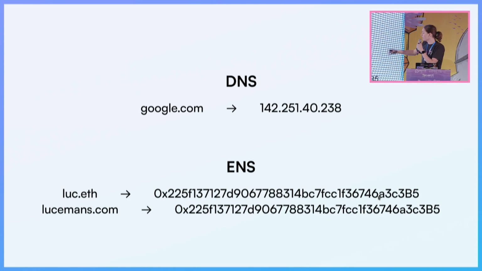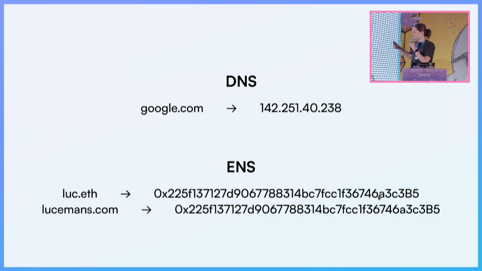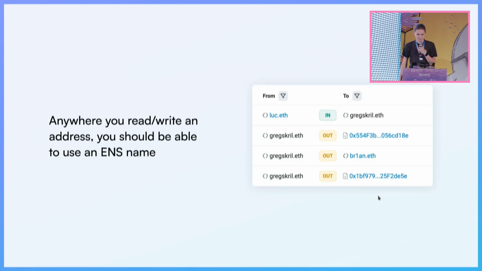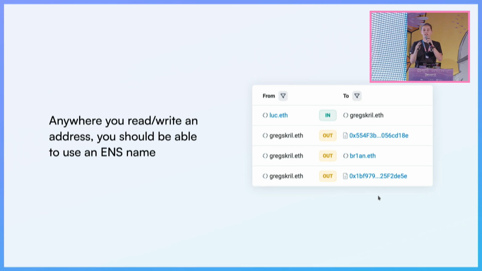So where traditional DNS would convert google.com into an IP address, ENS allows us to convert human-readable names like loosmans.com or luke.computer and Luc.eth into machine-readable addresses, such as IP addresses, content hashes, Arweave, IPFS, Ethereum addresses, Solana, Bitcoin, Litecoin, and much, much more. So anywhere where you can read and write an address, you should be able to use an ENS. Whether that's Etherscan, whether that's OpenSea, any place you're showing off addresses, you can make your experience in dApps easier by showing names.